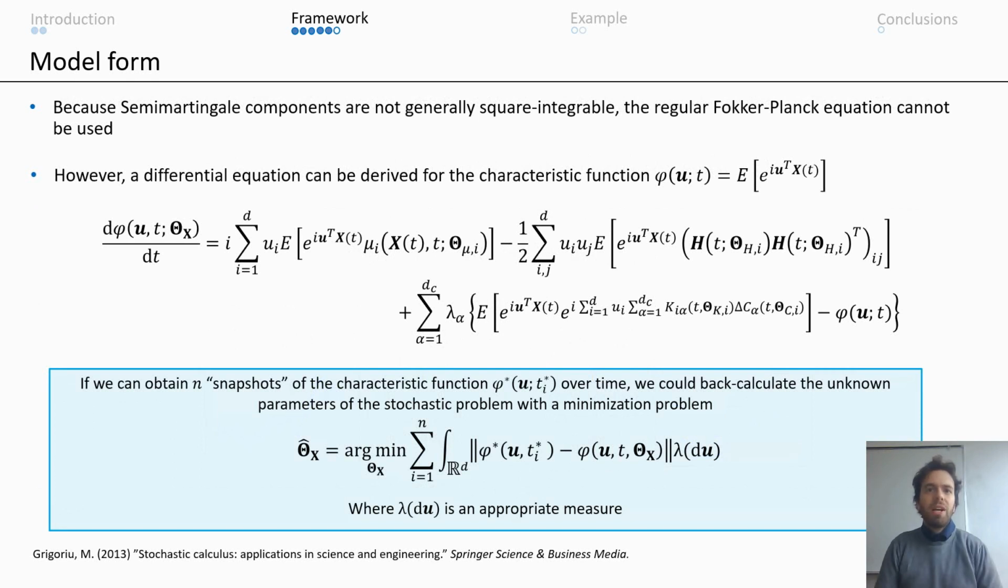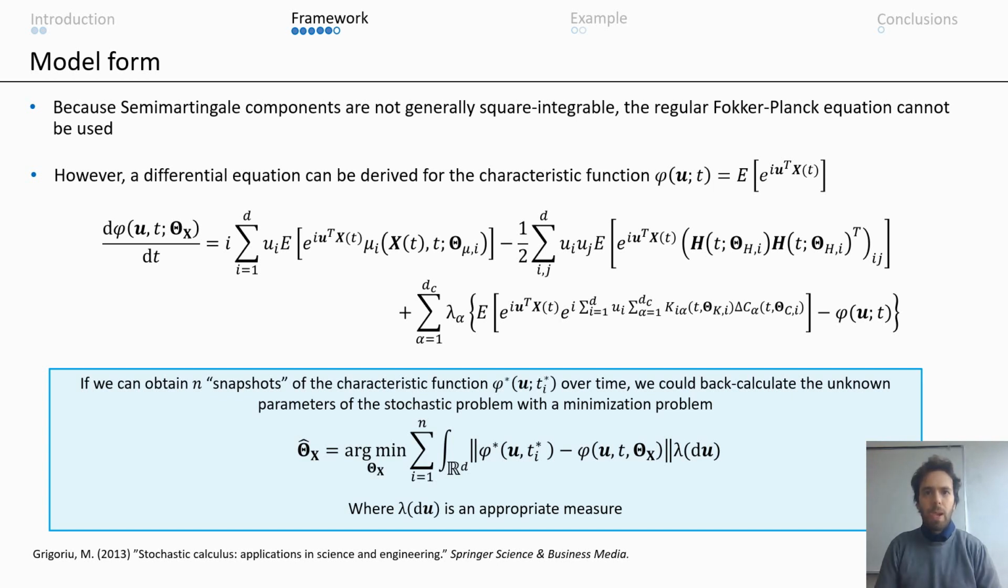However, because semi-martingale components are generally not square integrable, the regular Fokker-Planck equation that I showed earlier cannot be used in this case. Fortunately, we can obtain a partial differential equation for the characteristic function of the probability distribution of the state variables over time.